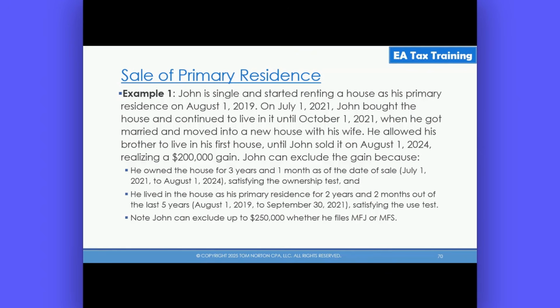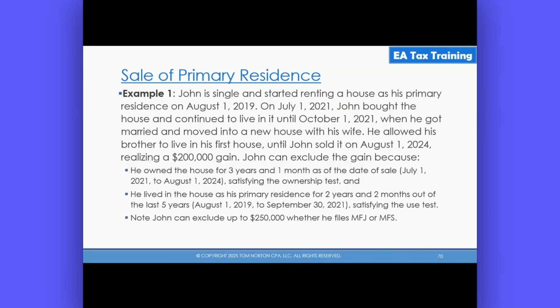a $200,000 gain. John can exclude the gain because he met the tests. He owned the house for 3 years and 1 month as of the date of sale, July 1st, 2021 to August 1st of 2024. So he satisfied the ownership test, and he lived in the house as his primary residence for 2 years and 2 months, from August 1st of 2019 to September 30th of 2021. So he met the use test.